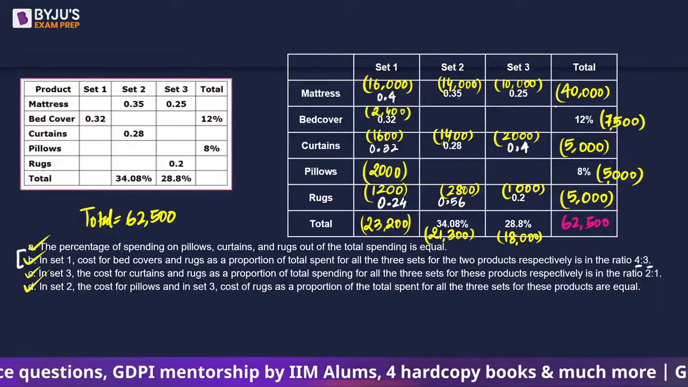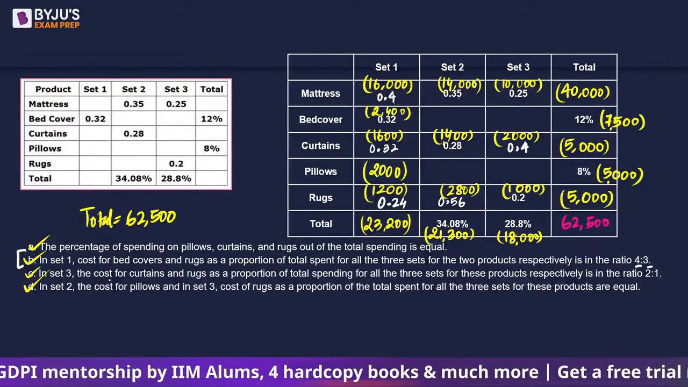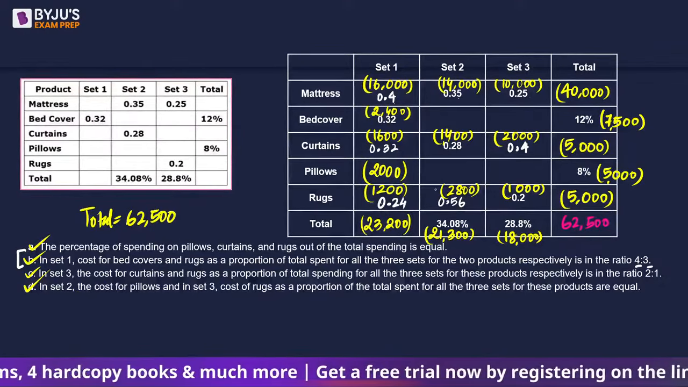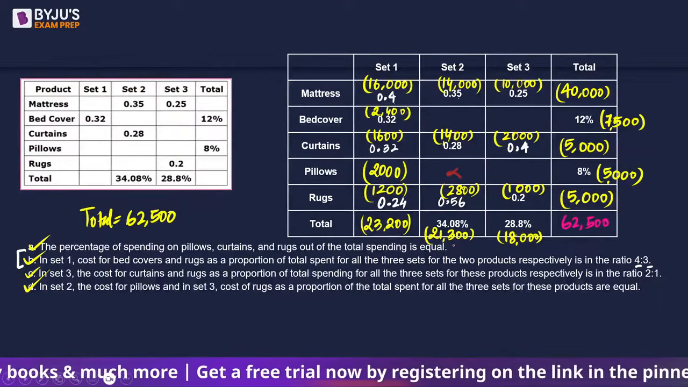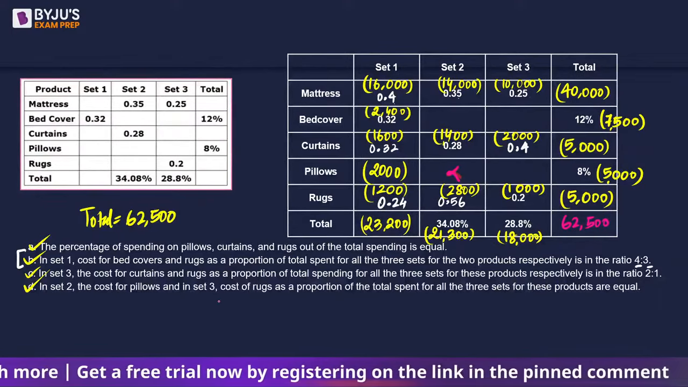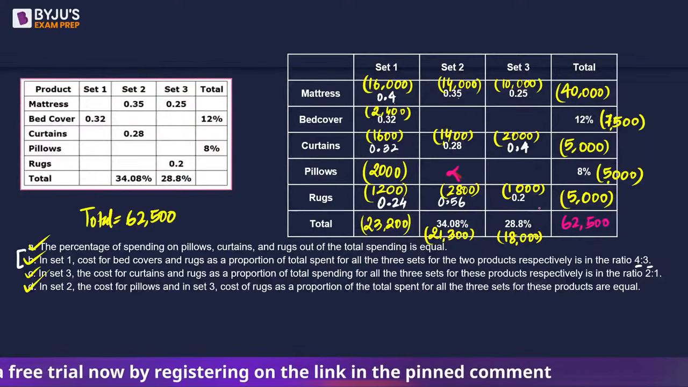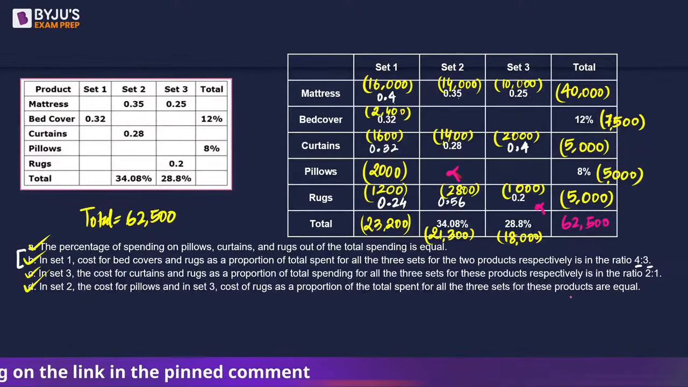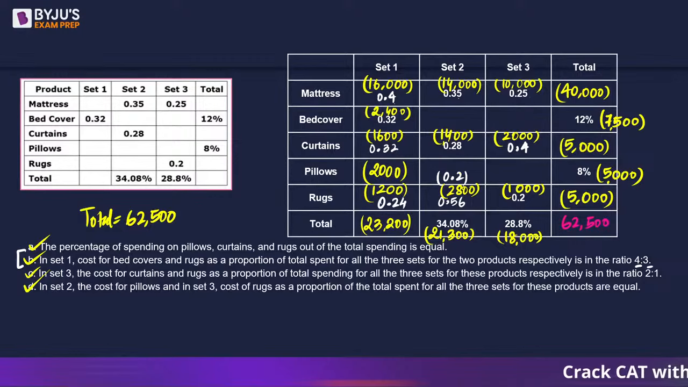Okay. Can we fill out anything else? No. In set 2, last statement, the cost for pillows. So cost for pillows as in this part. And in set 3, the cost for rugs as a proportion of the total amount spent for all the 3 sets are equal. Proportion मतलब अगर वो 0.2 है तो this is also going to be 0.2. Right? So if this is going to be 0.2, so what is 20% of 5000? So this is going to be 1000.